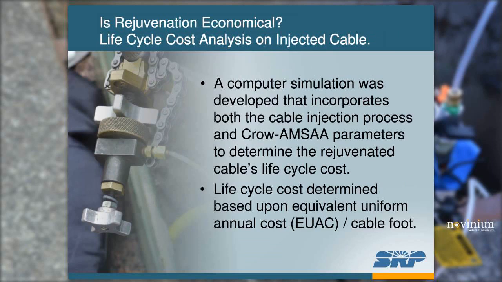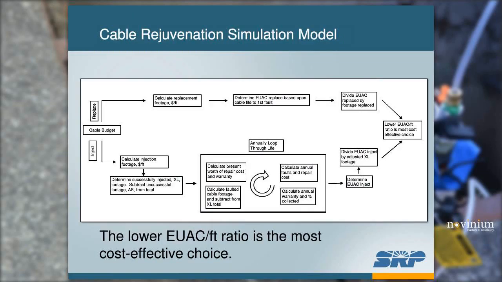Next thing we want to know is the economics. So to do this, again, we developed another computer simulation that, again, is going to mimic this injection process. We're going to pull in our Crow-AMSAA model to put a fault component on there, and then we're going to determine life cycle costs for replacement versus injection based upon equivalent uniform annual cost per cable foot. And here's how we go about that.